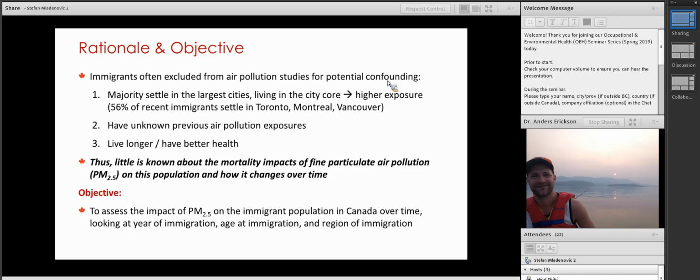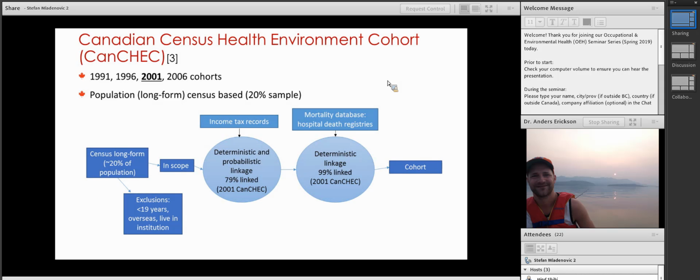So because they're excluded, we don't actually know what the impacts are for this segment of the population with regards to air pollution. So the objective is to assess the impact of PM 2.5, particulate matter smaller than 2.5 microns, on the immigrant population in Canada over time, looking at year of immigration, age at immigration, and the region of immigration. The data that we're using to look at this is called the CanCHEC, the Canadian Census Health and Environment Cohort.